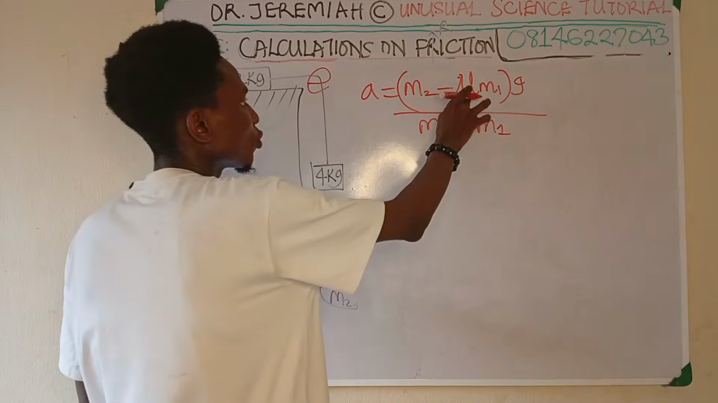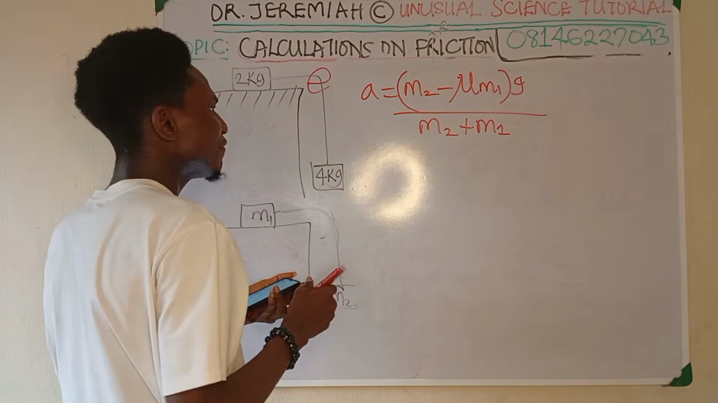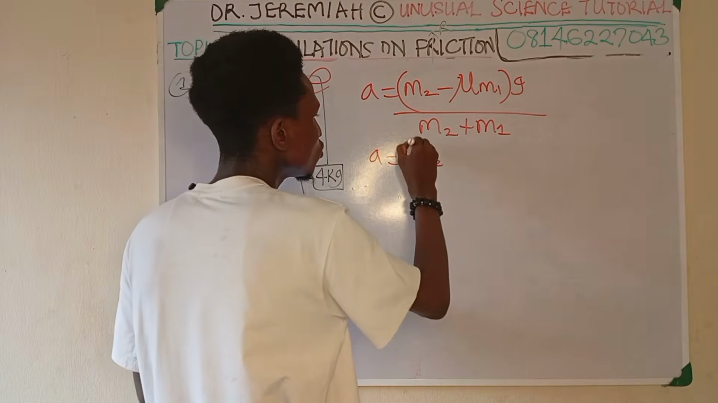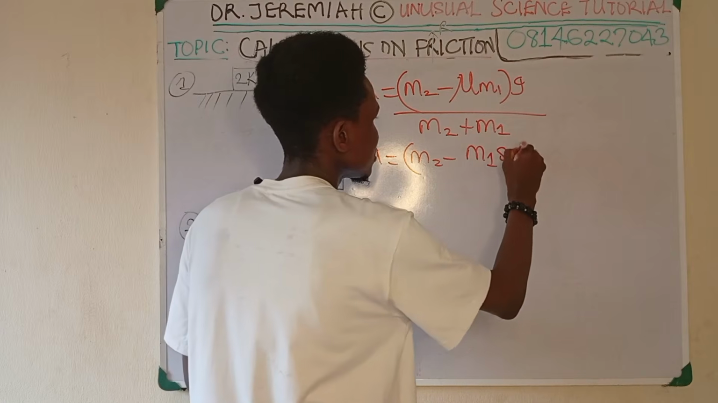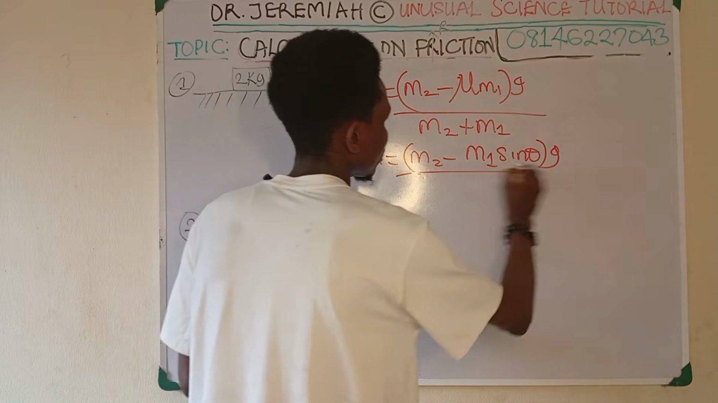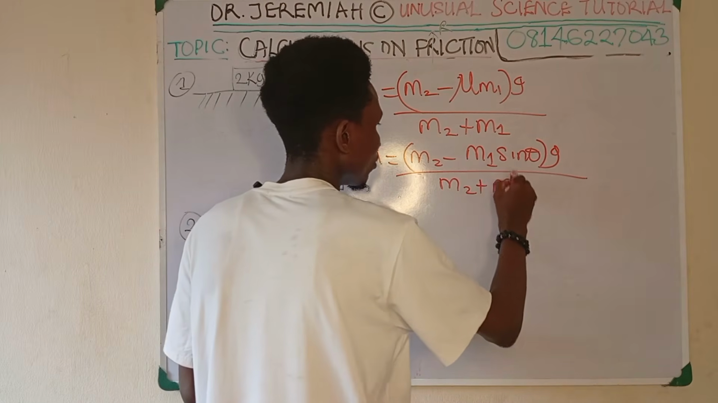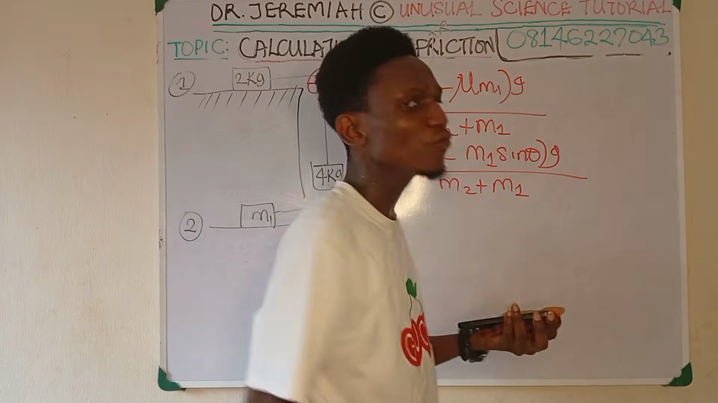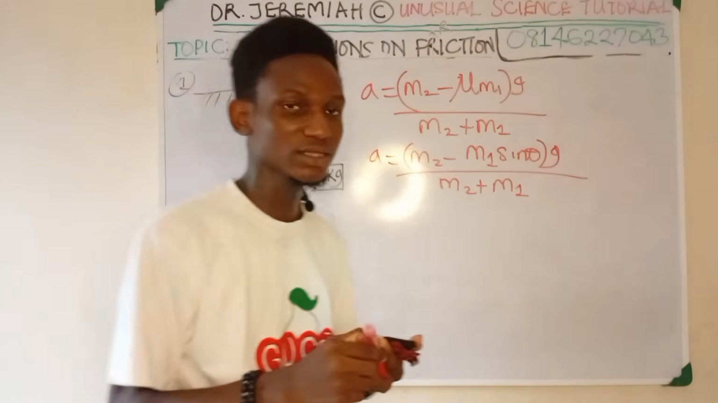This is when you are looking for coefficient of friction, or when you are given coefficient of friction. But when you are given an angle instead, you use A equal to (M2 minus M1 sine theta) close bracket G, over M2 plus M1. The questions we solved just now have no angle. We can look for questions on angle in case you see. I think it's mostly 100 level physics.